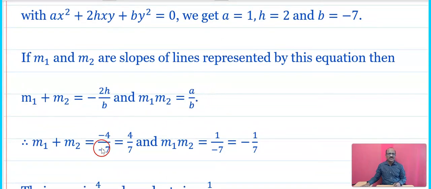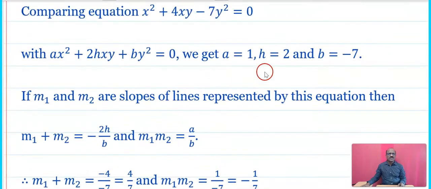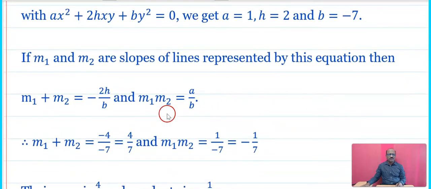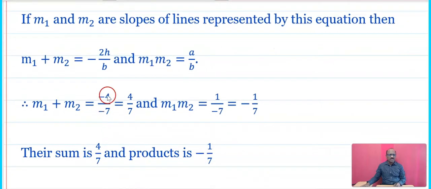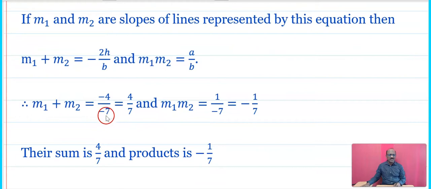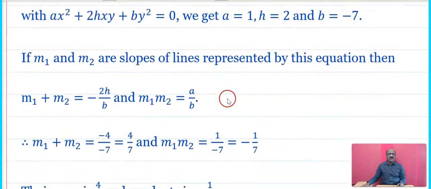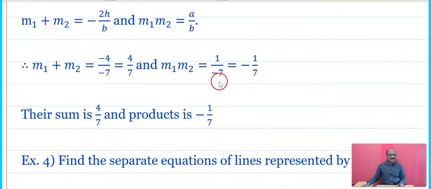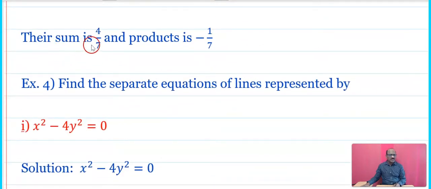And here you will have minus 2h upon b. Here it is minus 4, the value of 2 into h, that is 2 into 2, will become 4. That is minus 4 upon minus 7. The value of b is minus 7, and minus divided by minus will become plus. Therefore m1 plus m2 is equal to 4 upon 7. m1 into m2 is equal to a upon b, where the value of a is 1 and b is minus 7, so m1 into m2 is equal to minus 1 upon 7. Therefore their sum is 4 by 7 and the product is minus 1 by 7.